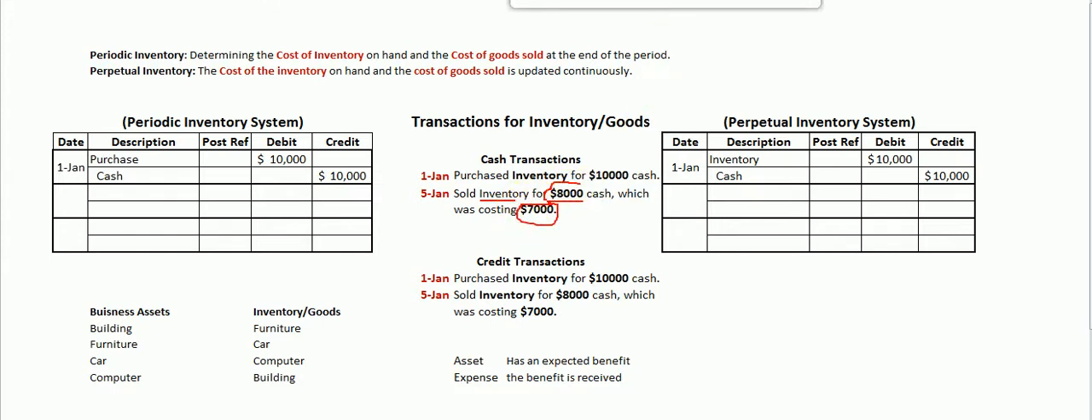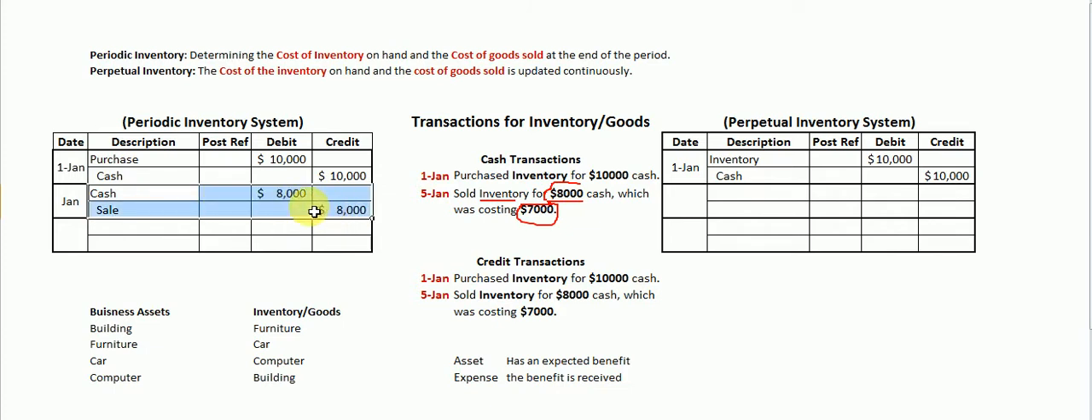So have a look here. For example, in this system on January 5 we sold inventory for cash, so our cash account increased and the sale also increased, $8,000 and $8,000. So dear students, why is the cash account debited here? Because this is our asset, and an increased asset should be debited. And why the sale? Because sale is revenue, and an increase in revenue should be credited.